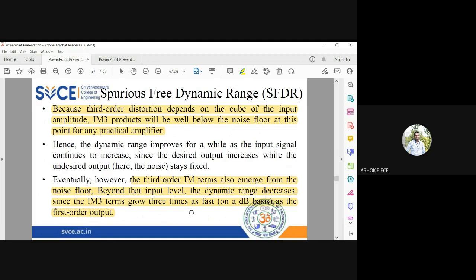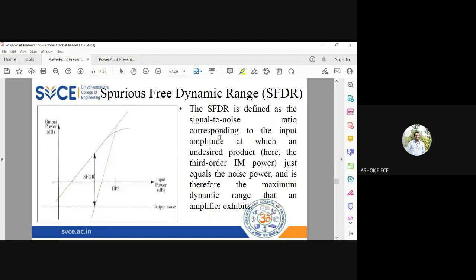Our amplifier design has to focus in such a way that all the IM3 products should be kept either at the noise floor or at power levels below the noise floor for the particular operating conditions. So you see here, if this is the output noise, this is going to be the SFDR. This is the linear region. In the linear region, we measure the peak power and the noise floor.